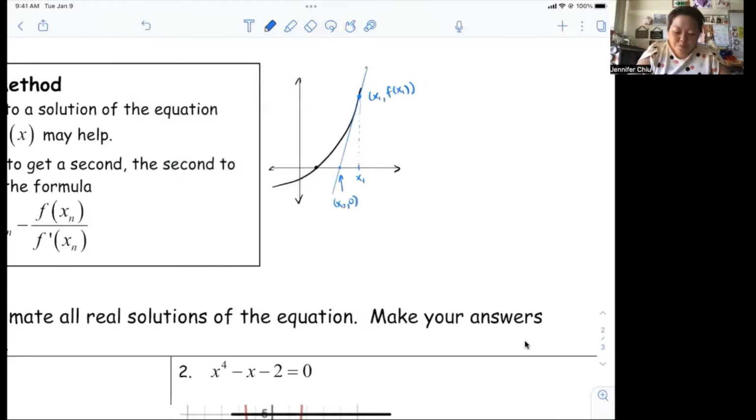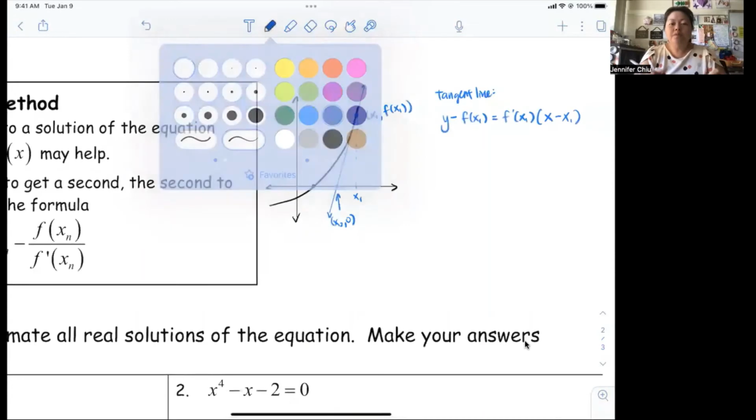First of all, let's ignore the x2 comma 0. Let's look at just the tangent line itself. How do we write the equation of the tangent line? You have your traditional y minus y1, so f of x1, equals your slope, f prime at that point, m, times x minus x1, right?